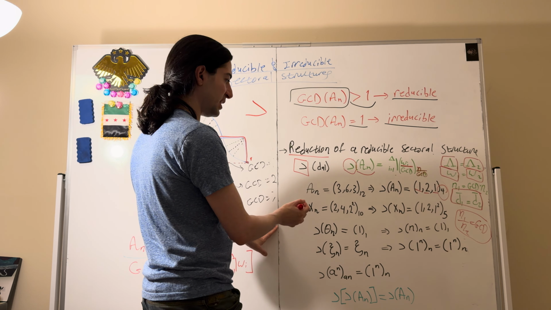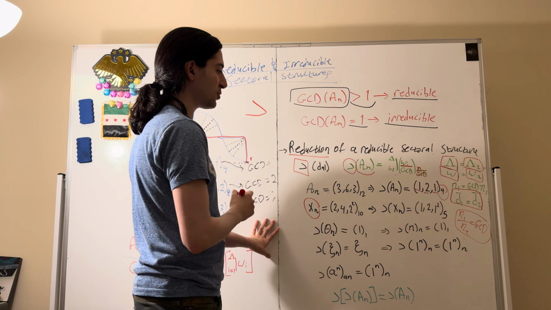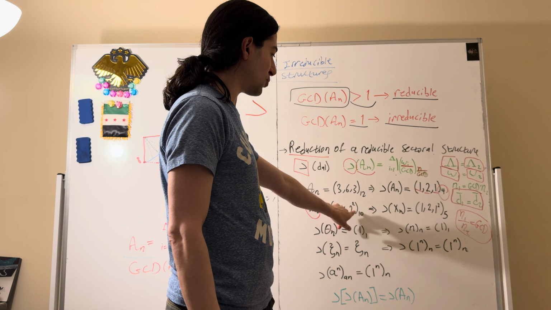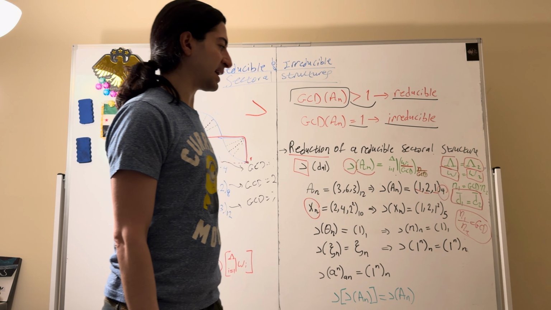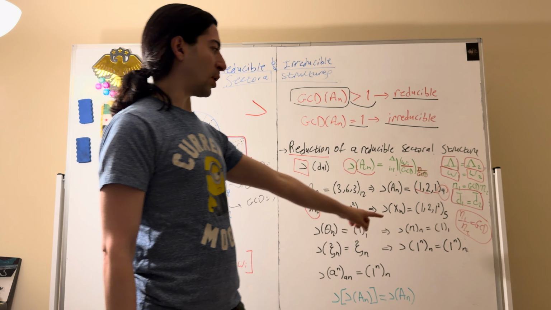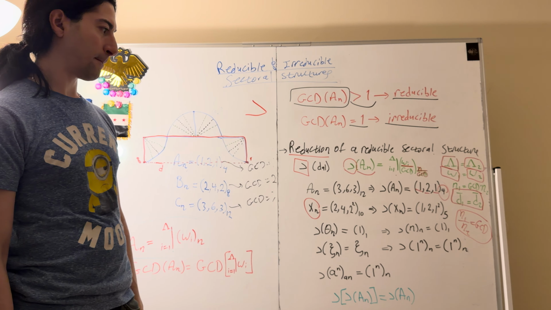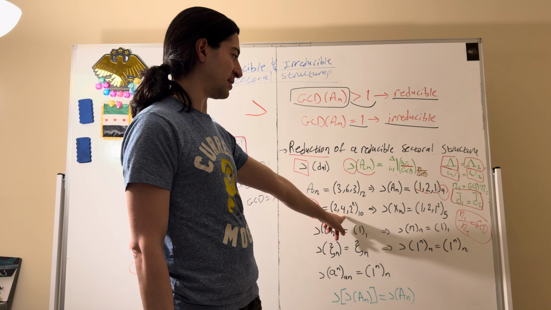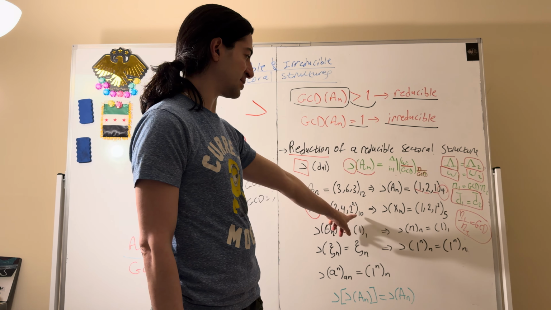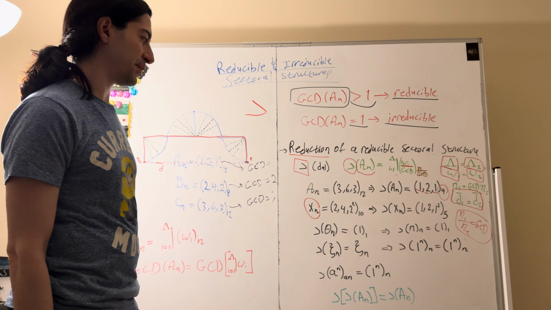If we have the next, let's say xn is equal to 2, 4, 2 squared subscript 10, dal of xn will be 1, 2, 1 squared subscript 5. Notice that the greatest common divisor, if we want to find out what it is quickly, we'll say 10 divided by 5 is 2.